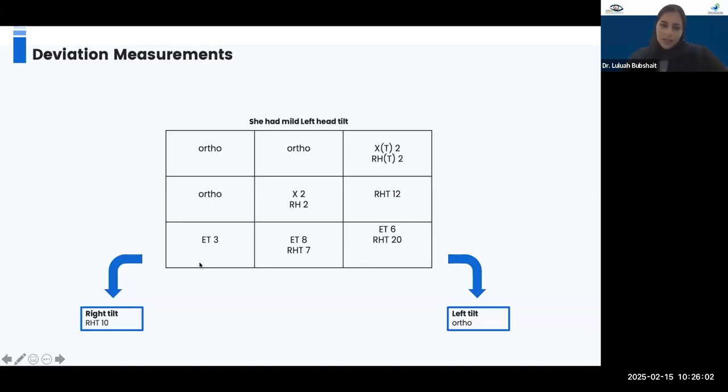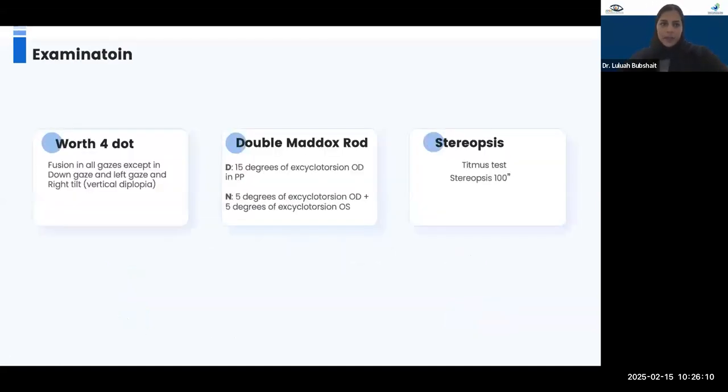When she tilts her head to the right, she has a right hypertropia of 10, and she's ortho with left head tilt. We did a more detailed examination. We did a Worth 4-dot test in all 9 gazes. She confuses in all gazes except in down gaze and left gaze, and with right head tilt. She had an on-off vertical diplopia.